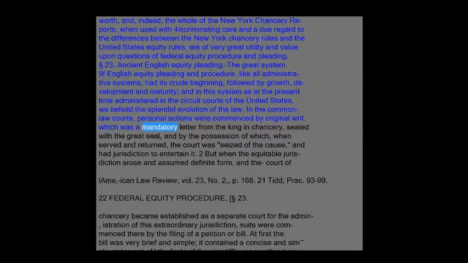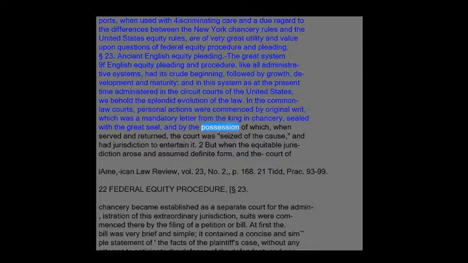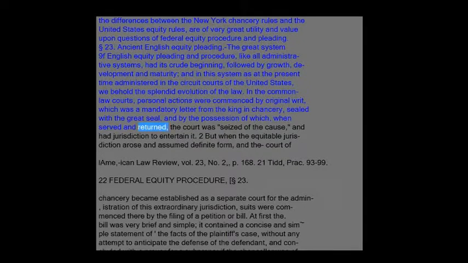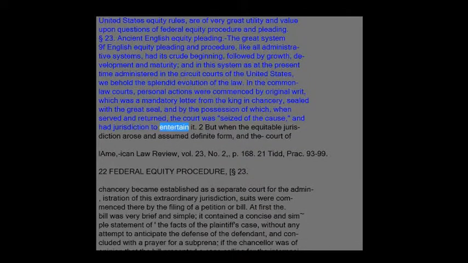In the common law courts, personal actions were commenced by original writ, which was a mandatory letter from the king in Chancery, sealed with the Great Seal, and by the possession of which, when served and returned, the court was seized of the cause, and had jurisdiction to entertain it.